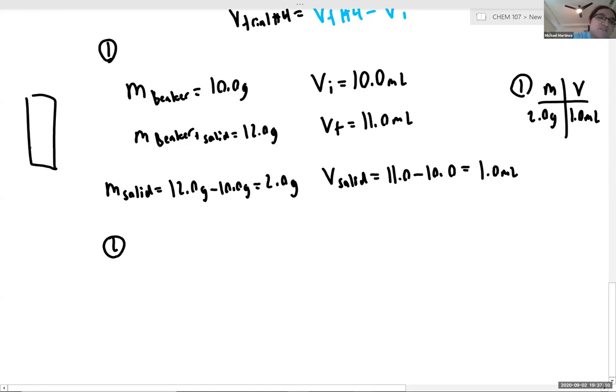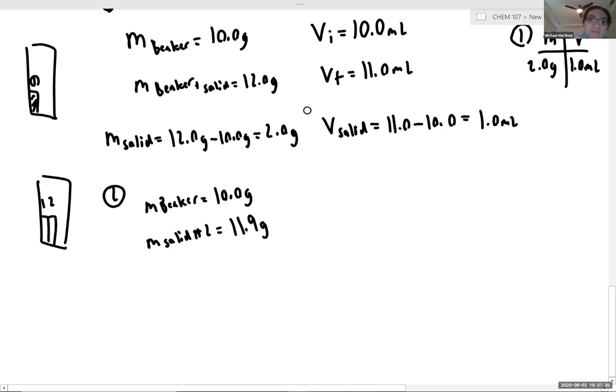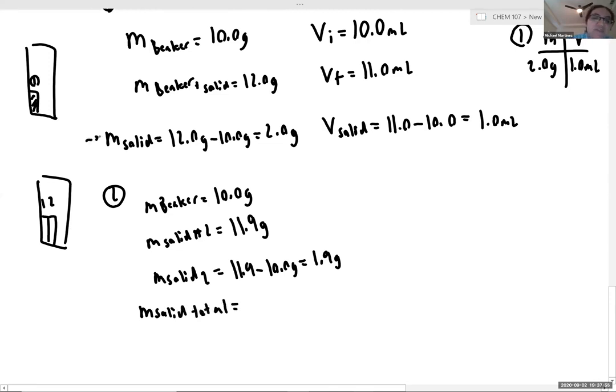So I'm just going to draw a picture just to help everyone visualize. For part 1, I just have 1. For part 2, I have 2 metal pieces. So I know that the mass of my beaker is 10.0 grams. The mass of solid number 2 is 11.9 grams. So that in turn gives me a mass of solid 2 as 11.9 minus 10.0 grams, which is 1.9 grams. I then need to calculate the mass of solid total by adding up solid 1 and 2 together. So I get 2.0 plus 1.9, and that gives me 3.9 grams.